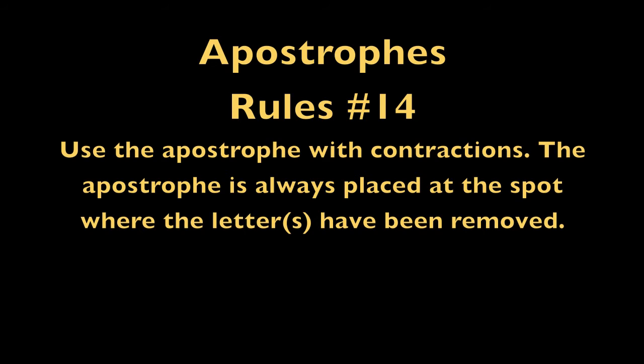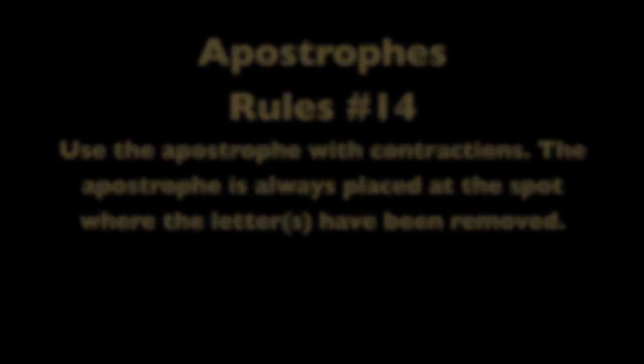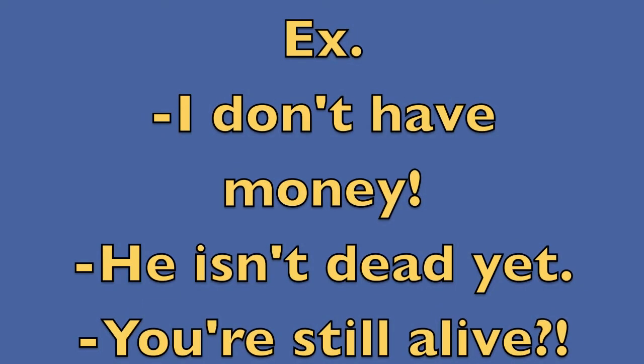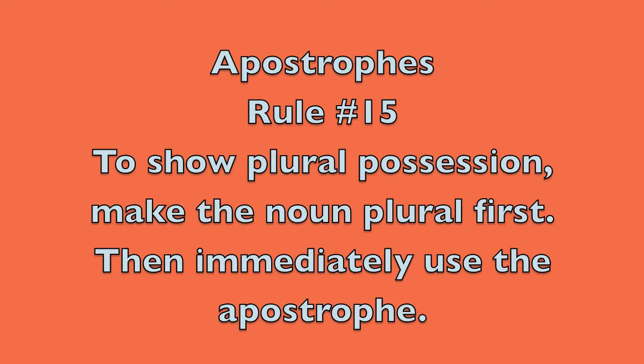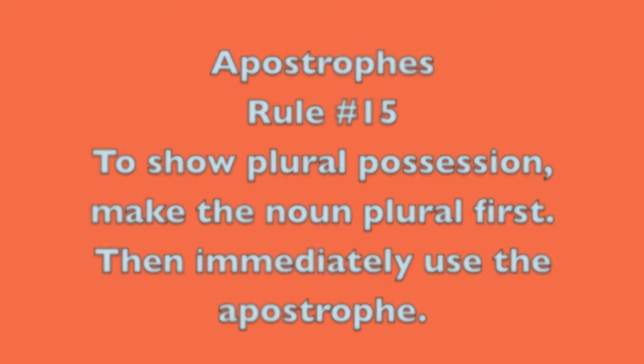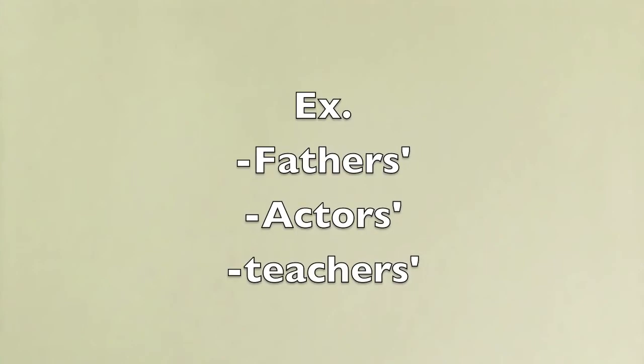Use the apostrophe with contractions. The apostrophe is always placed at the spot where the letters have been removed. I don't have money. He isn't dead yet. You're still alive? Right. To show plural possession, make the noun plural first, then immediately use the apostrophe. Fathers', actors', teachers'.